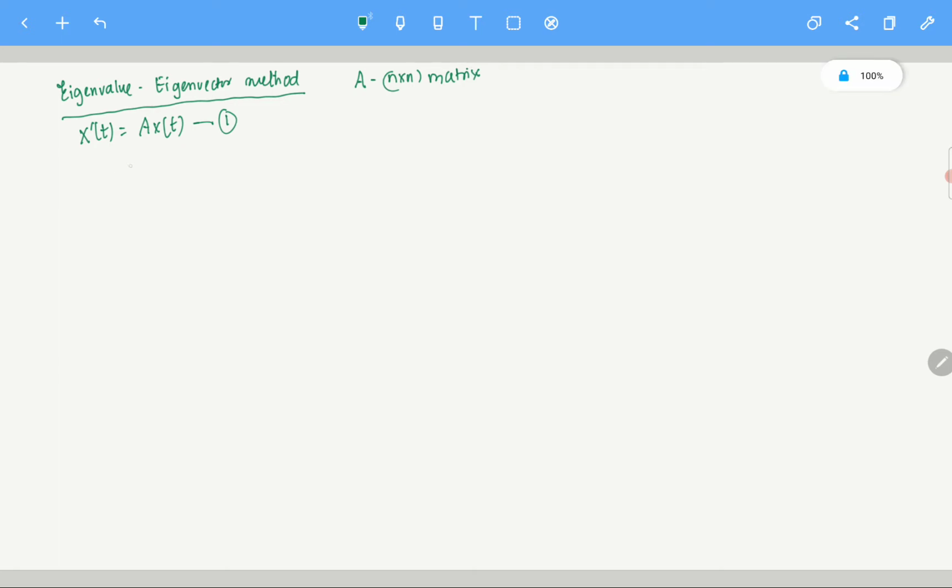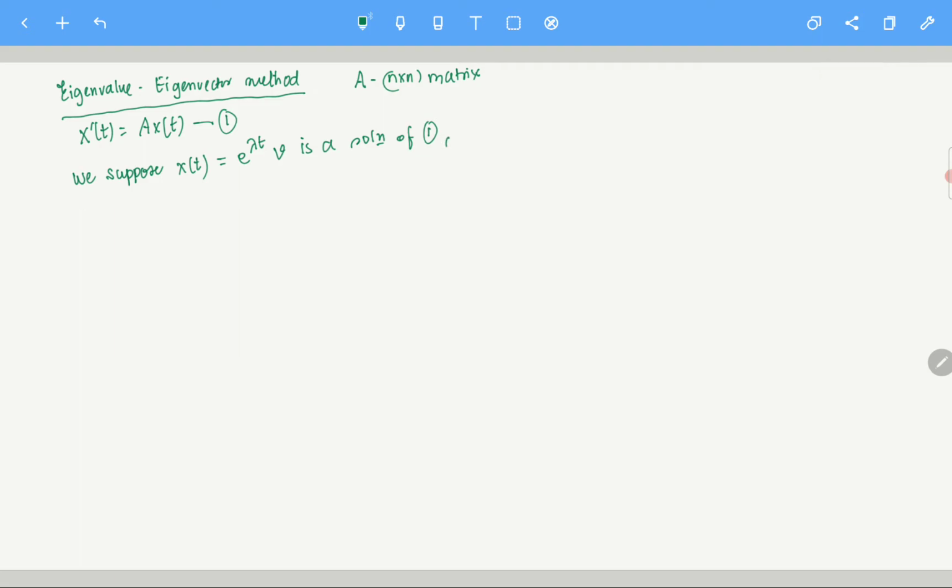And to do that, what we were trying to do is this: we suppose that x(t) equals e^(λt) times some v, where here λ and v are unknown, is a solution of (1). So we showed this in the last class.